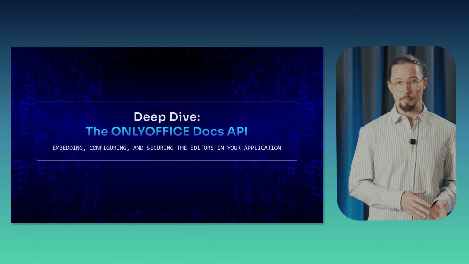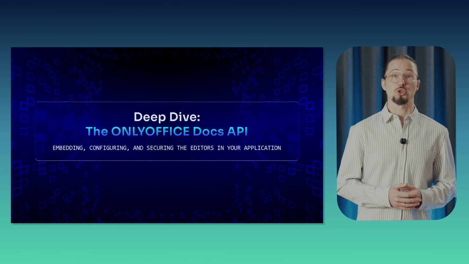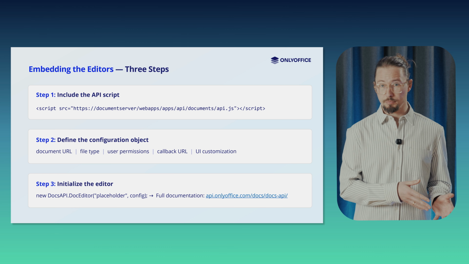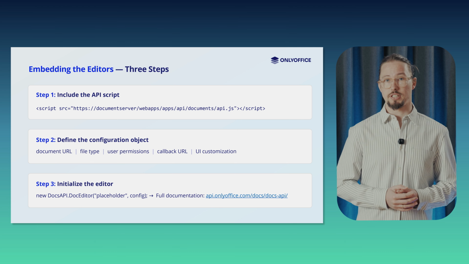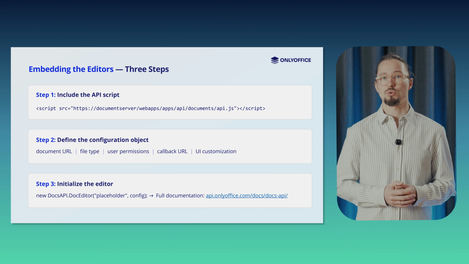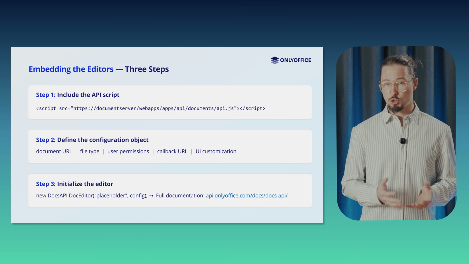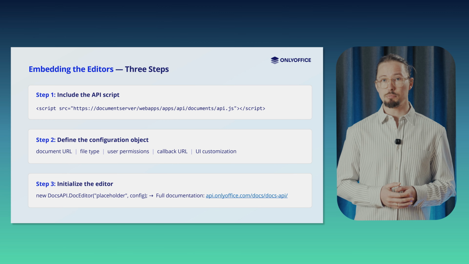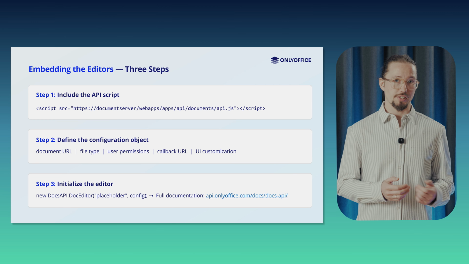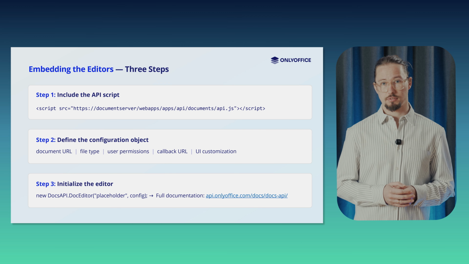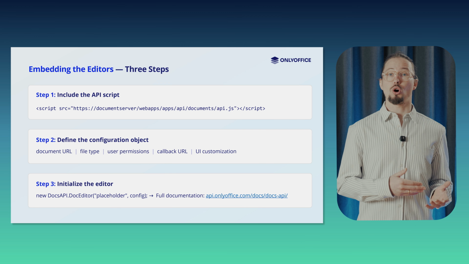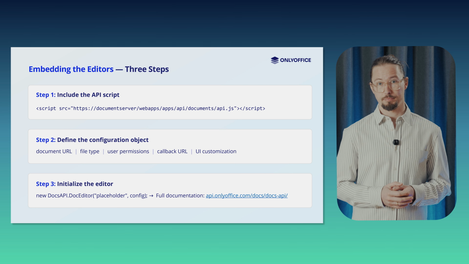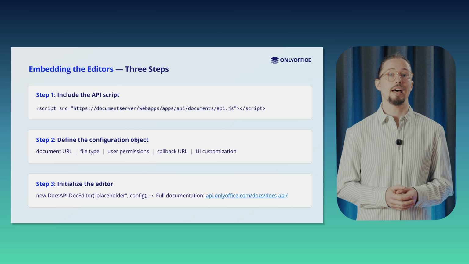Let's get into the technical core. The Docs API is how you embed and control the editors in your application. The embedding flow is straightforward. Step 1, you include the API script from your document server instance. That's a single script tag pointing to api.js. Step 2, you create a configuration object. This is where you define the document URL, the file type, user permissions, the callback URL for saving, and interface customization options. Step 3, you initialize the editor by calling new DocsAPI.DocEditor with a placeholder element and your config. And that's it. Three steps and the editor is live in your page.